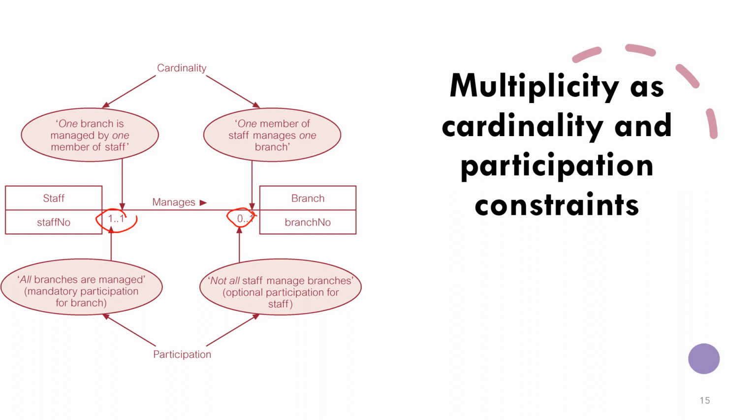Example, in a student class, every class must have a student representative. But not all students will become a class representative. That is an example.